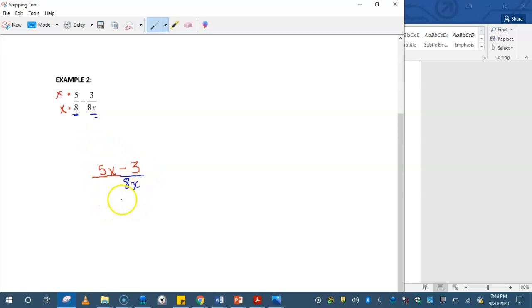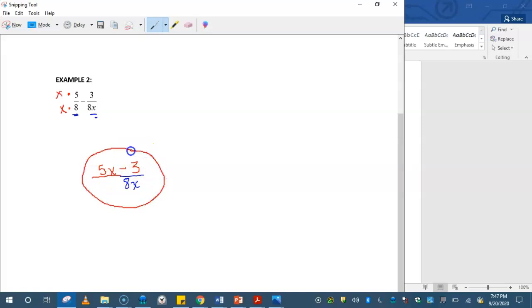So last step would be to combine like terms, in the numerator only. Notice in the numerator there are no like terms to combine. Okay? So this is our final answer. 5x minus 3 over 8x.